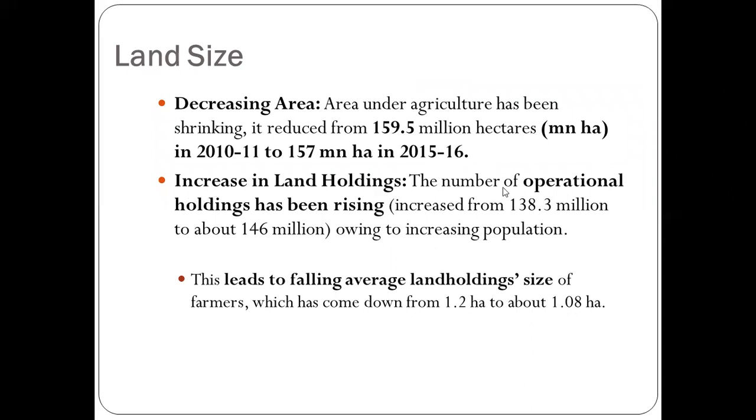Second point, increase in land holdings. The number of operational holdings has been rising, from 138.3 million to about 146 million. Why is the land decreasing? Because of the increasing population. The previous number was 138.3 million, but it is now about 146 million. Due to this reason, our agricultural land will be declining. This leads to falling average land holdings of farmers, which has come down from 1.2 hectares to about 1.8 hectares. Day by day the land size will be declining, and the land holdings are unable to solve this issue.